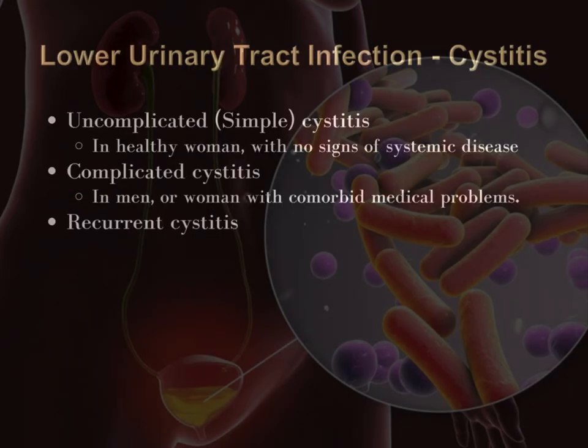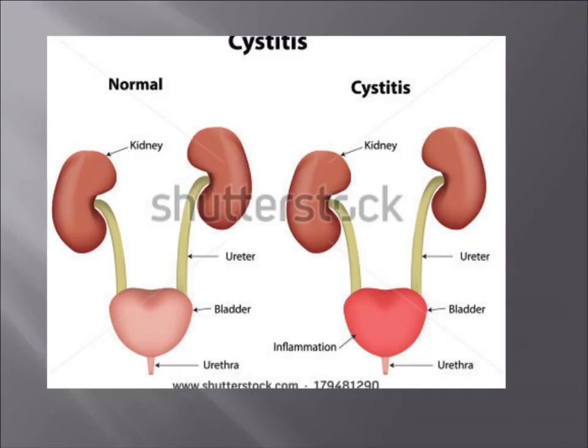And coming to the lower urinary tract infection, that is cystitis: uncomplicated cystitis, in healthy women with no signs of systemic disease. Then complicated cystitis, in men or women with comorbid medical problems, and recurrent cystitis. So, these are the three types of cystitis. Here we can see the picture of cystitis, where the urethra is fully inflamed. So, inflammation in the urethra.